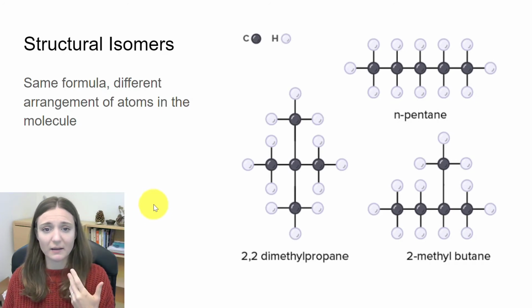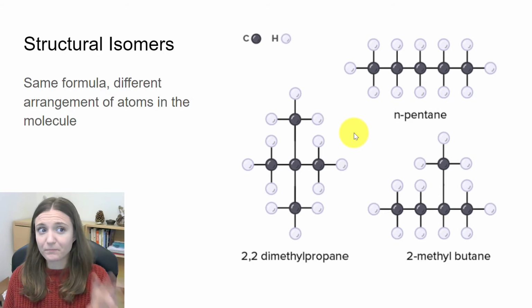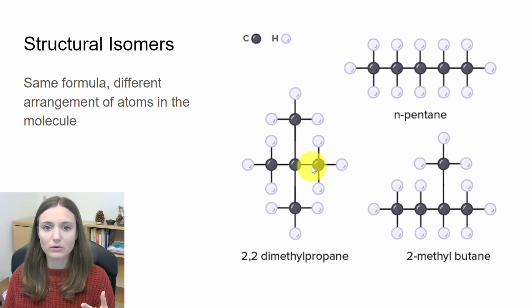Okay, so again, black is carbon, white is hydrogen. These are different forms of the molecule pentane. So this is the molecule pentane. It's going to have 1, 2, 3, 4, 5 carbons and 12 hydrogens. If we count all of these hydrogens around here, that'd be 12. But these are all arranged slightly differently. They all have the same formula, C5H12, but they're arranged totally differently.